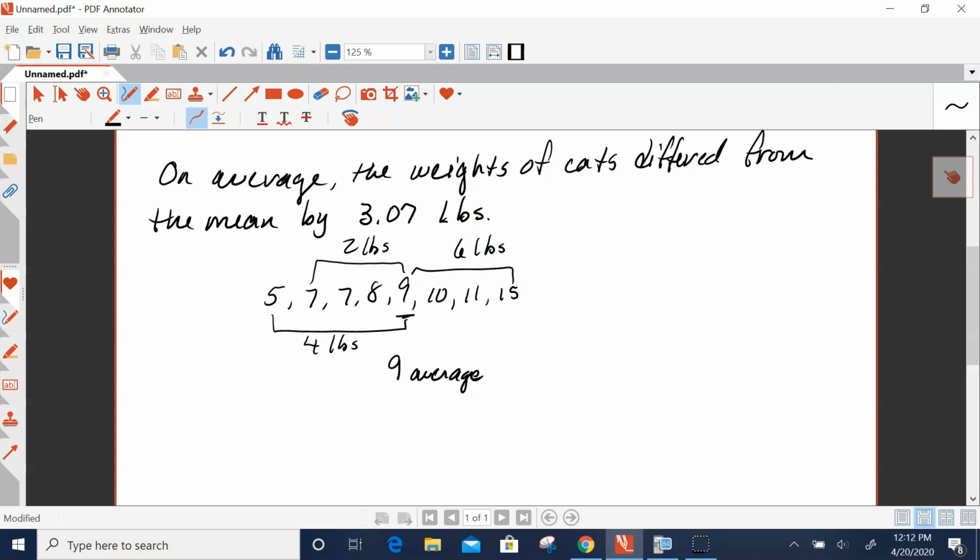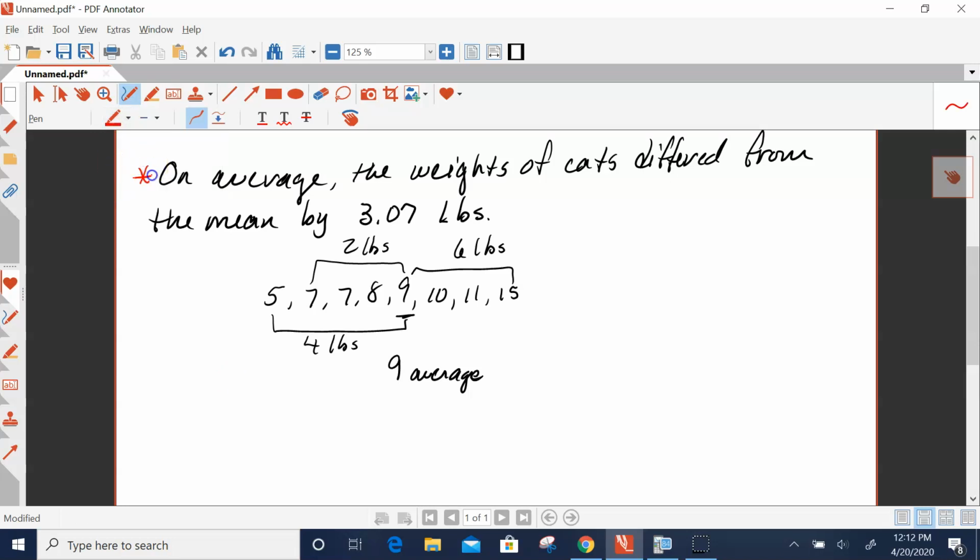So what the standard deviation does is it takes the average of each of these values. How far is each value from the mean, and it averages those out. So on average, each of these data values would differ from the mean by 3.07 pounds. This is how we interpret our standard deviation.